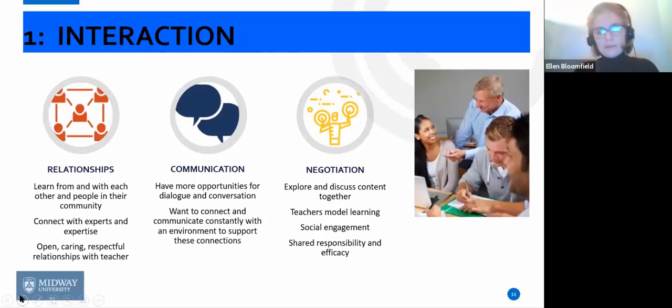Students listed 3 criteria that correlate to the concept of interaction. They want to learn from and with each other and people in their community. They want to connect with experts and expertise. And they want to have opportunities for dialogue and conversation. Now, I think it's pretty interesting, connecting with experts and expertise.